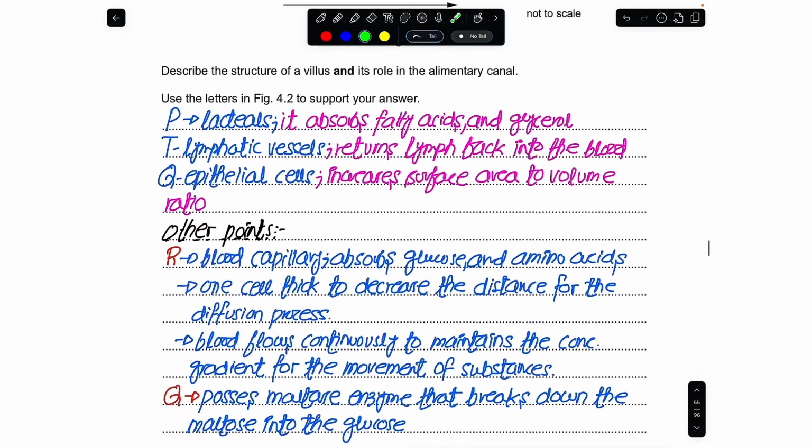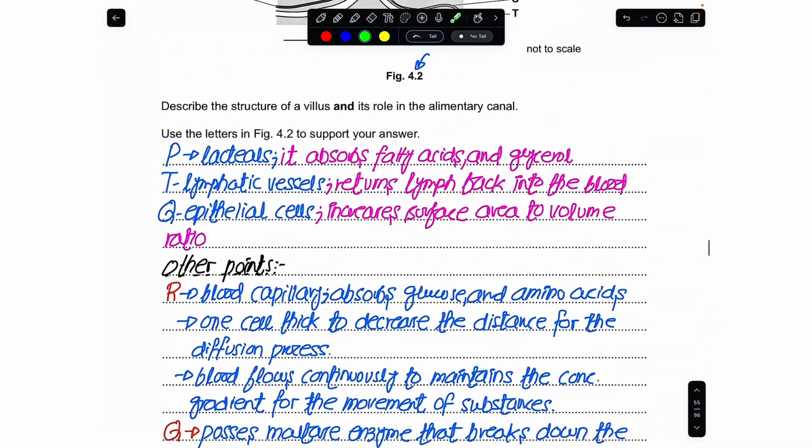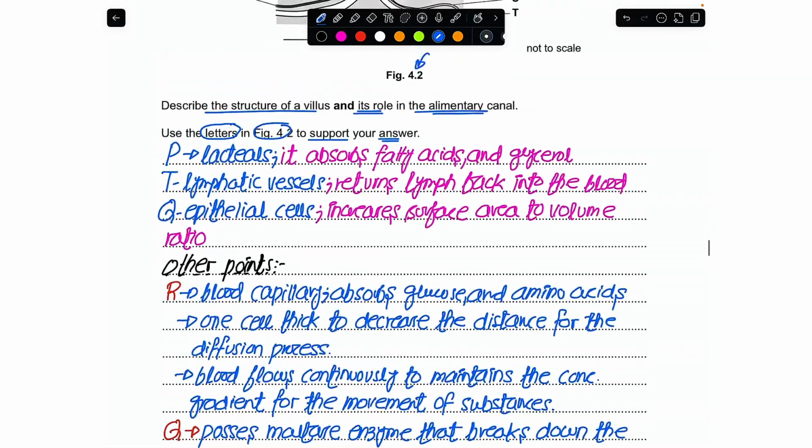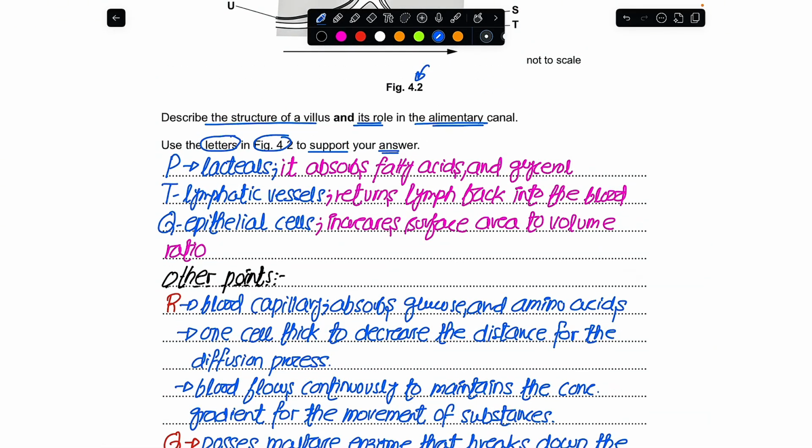Now, for a total of 6 marks, the examiner says you are required to describe the structure of the villus and relate it to its role in the alimentary canal. We are advised to use letters given in figure 4.2 to support our answer. Since the marks are 6, we need to write just 3 descriptions and then a slight association with their role.